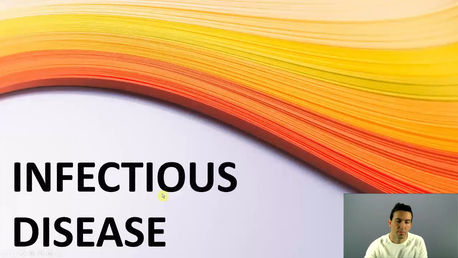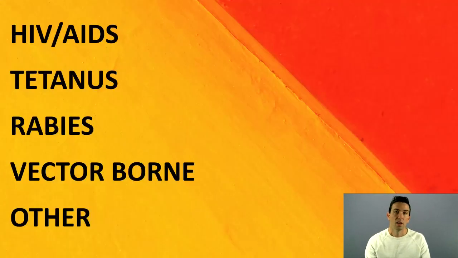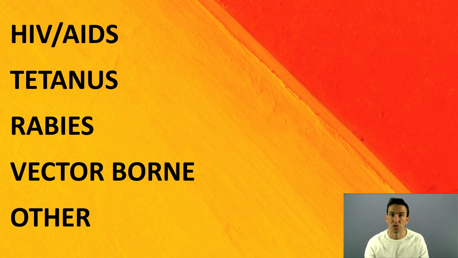Next topic, infectious disease. Kind of a big topic here. We'll try to hit all of the high-yield stuff that will be most important for the test here. Namely, HIV, AIDS, tetanus, rabies, a couple vector-borne illnesses, and a couple others that seem to pop up more so than others when it comes to the infectious disease component of the test questions.